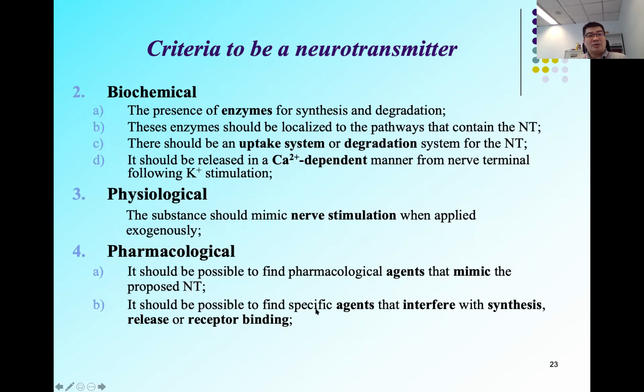So it should be possible to find specific agents to interfere with the synthesis, release, or receptor binding. We will talk about those in more detail when we talk about individual neurotransmitters. That's also a very important idea behind how different drugs work. For example, Botox. You know Botox? Anyone?